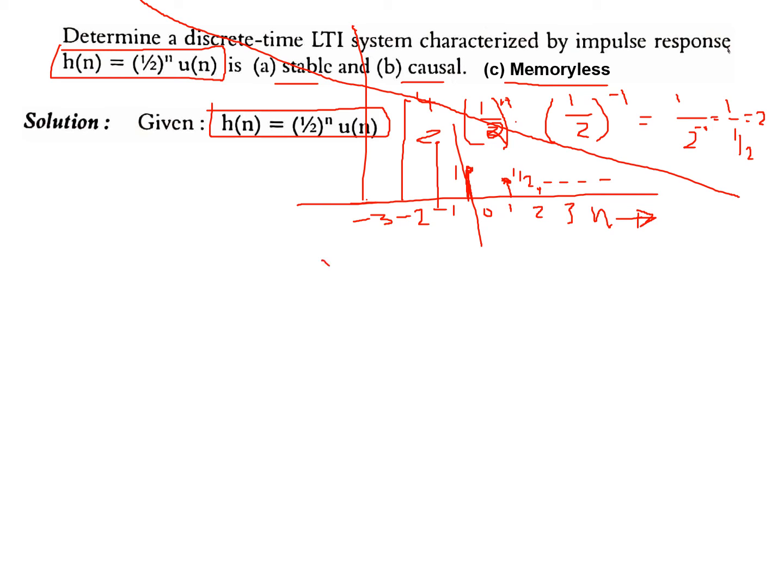Now for this, if I multiply with u of n, what is u of n? Till now I was discussing only half to the power of n.